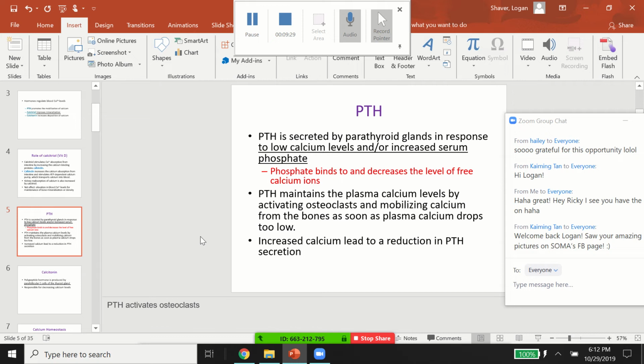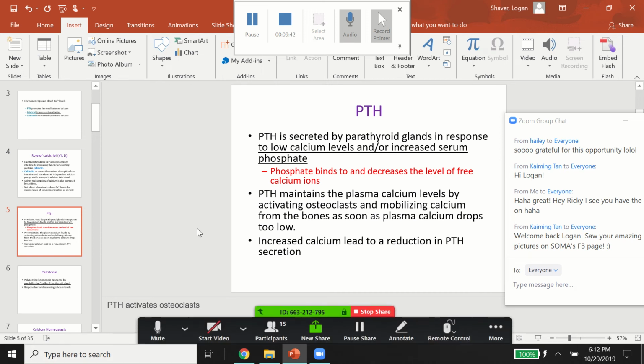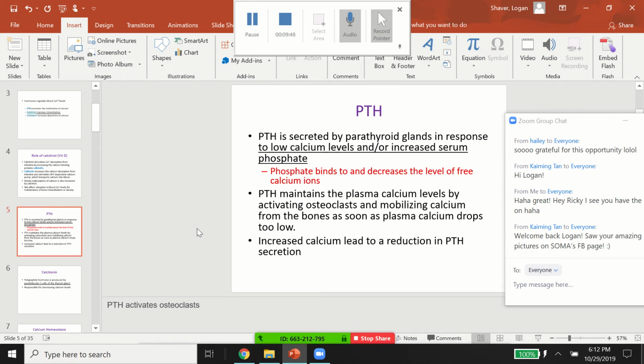PTH is secreted by parathyroid glands, right? Makes sense with what it's called, right? In response to low calcium levels or increased serum phosphate. So remember how I said earlier about it having to do with calcium and phosphate, right? And how it wants to build up levels of calcium but decrease levels of phosphate.